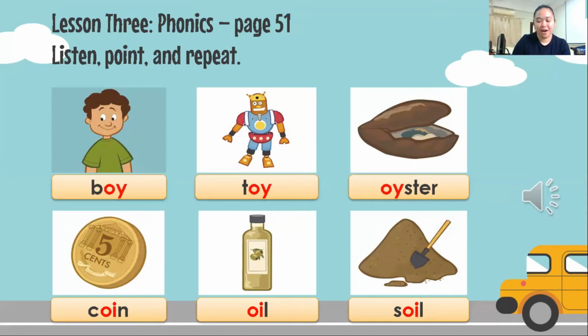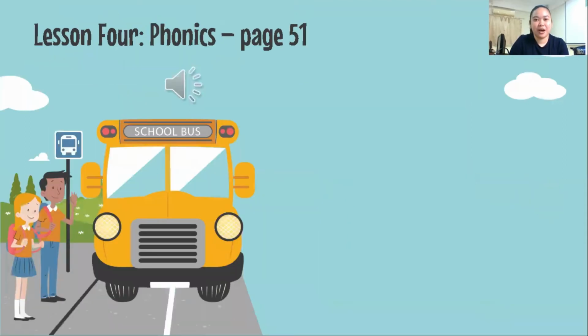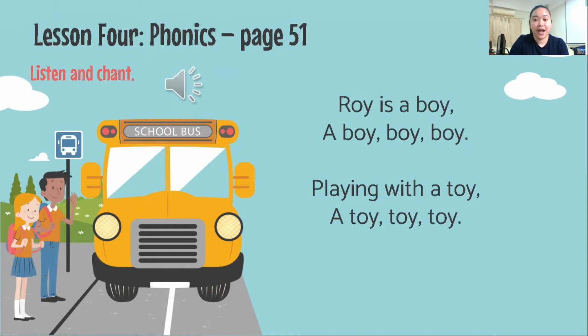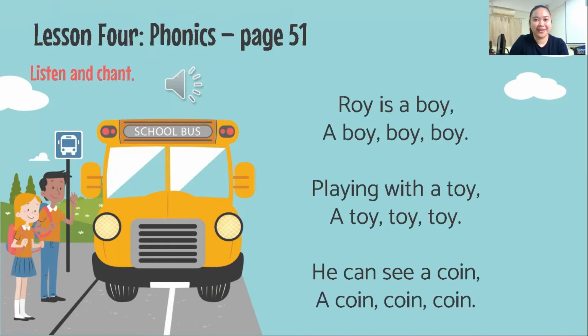Alright, that's all for our listen and point and listen and repeat. So let's do some further practice. Let's proceed to our exercise 2 and that is listen and chant. Let's read the words first. Roy is a boy. A boy, boy, boy. Playing with a toy. A toy, toy, toy. He can see a coin. A coin, coin, coin.